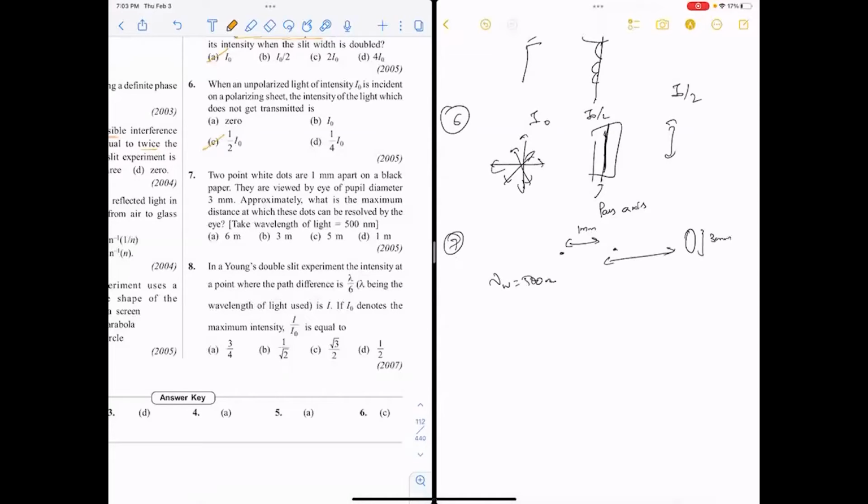Are you able to understand? If you are at a distance x, when you are very near, you can see them as 2 different dots. After some distance x, you cannot see them as 2 dots; you see them as a single dot. Which one, Ganesh Singh? Which question do you want me to repeat? Sixth or seventh?